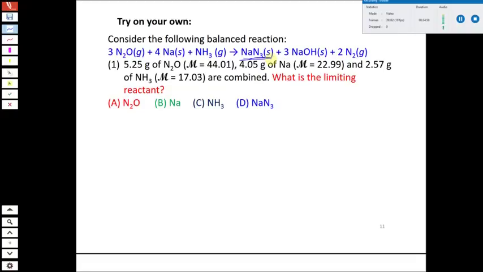All right, so in this problem, first we have to figure out what is the limiting reactant. So again, we're going to take you through it step by step.